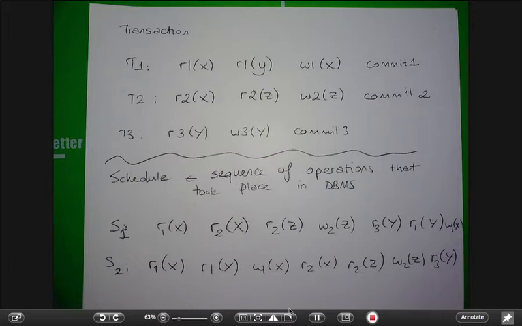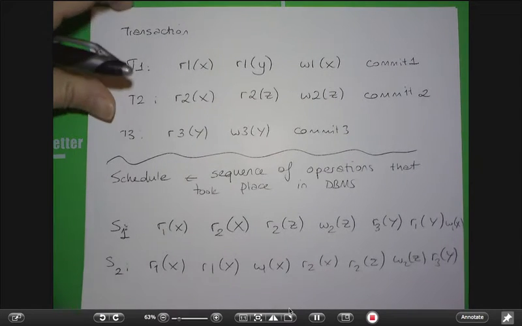R1 here goes R1X, R1Y, and W1X, whereas here it goes R1X, all this stuff happens, and then you have R1 of Y and W1 of X. So ultimately, the thing that I care about is which schedule is good and which schedule is bad, right? That's the whole point of concurrency. So we have to have a rule of what is a good schedule.